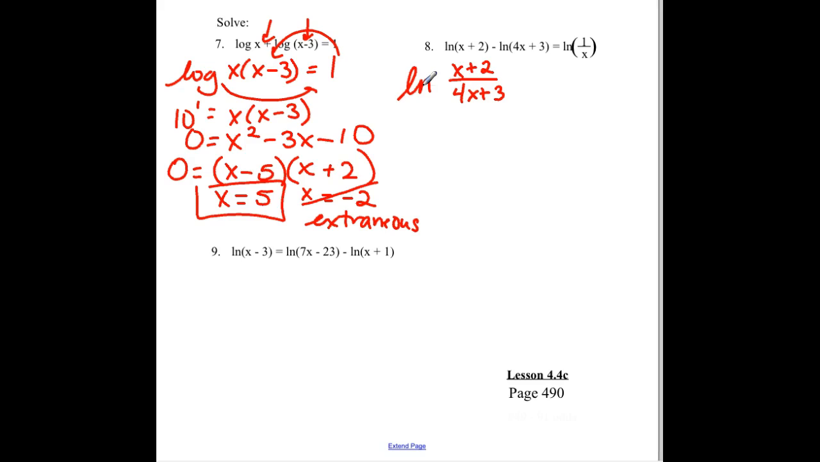Okay. And on your papers, go ahead and change, you have minus 2, make that a plus 2. That was a typo here.